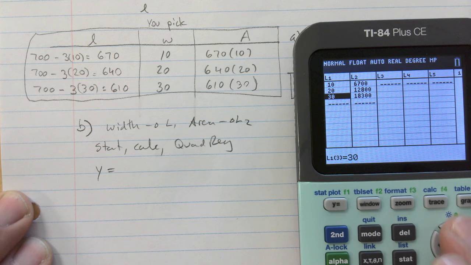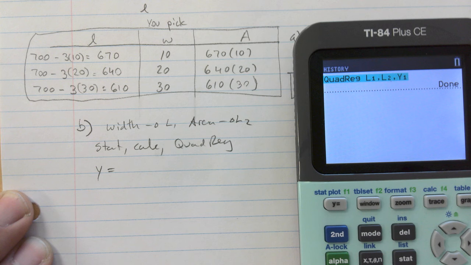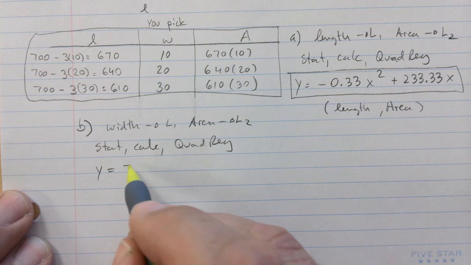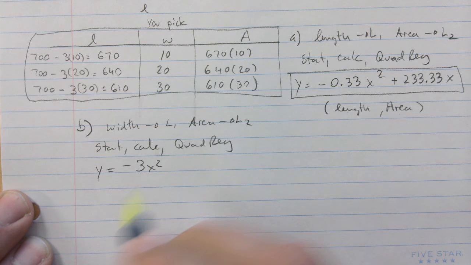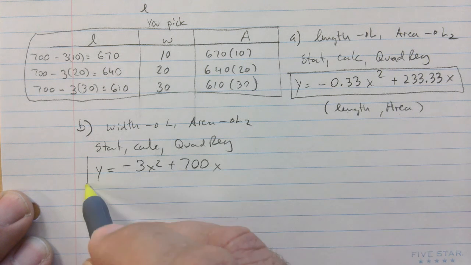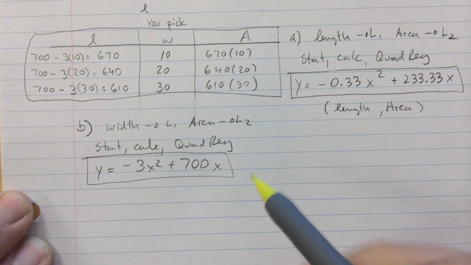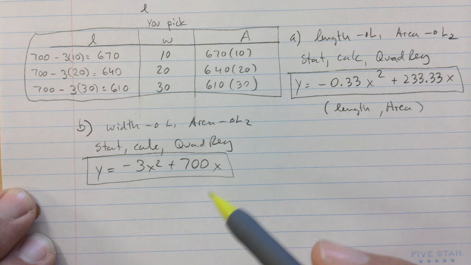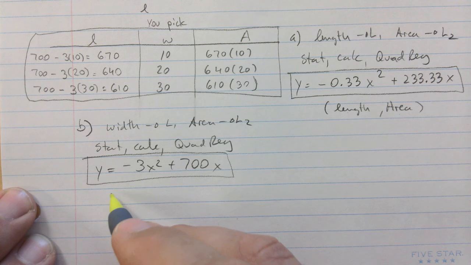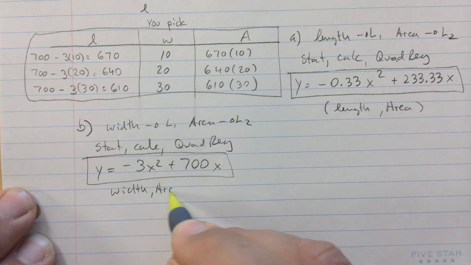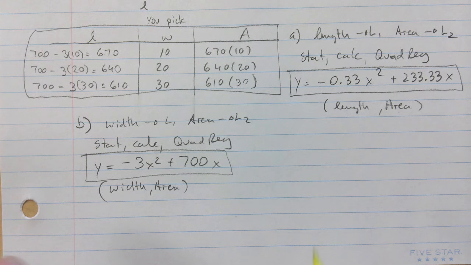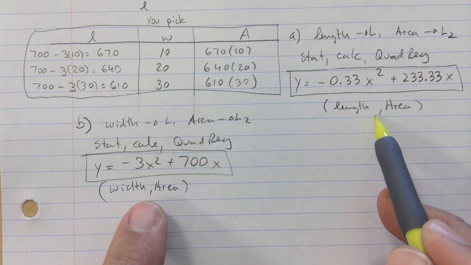I'm going to go ahead and perform another regression. And it's negative 3x squared plus 700x. And yes, it is different, right? These two do look different, okay? So here it's width, area. Every single point that you were to find here would be width, area. You don't have to do this when you give me your answers. I just want to make sure you understand that that's what's happening.